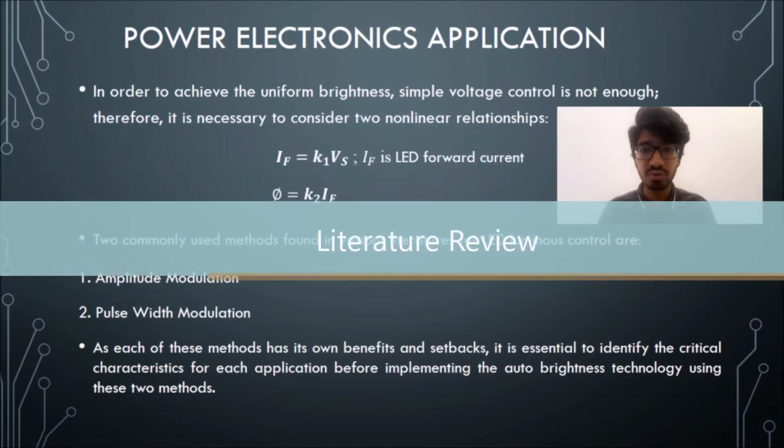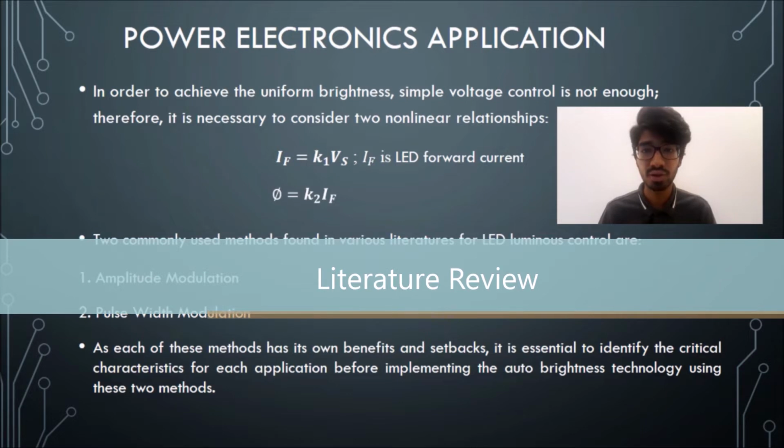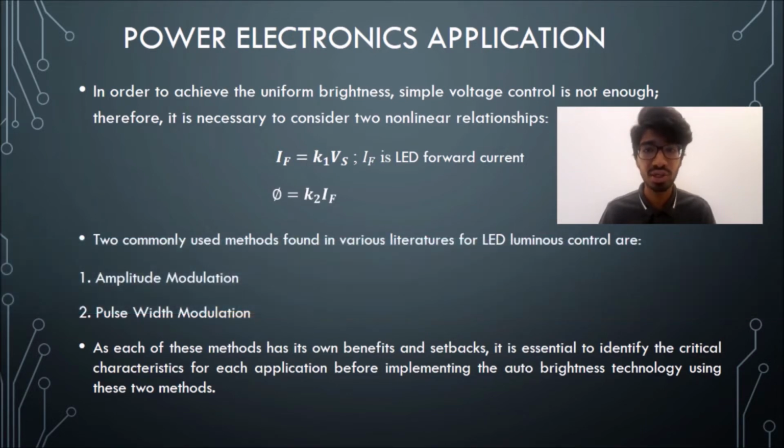In order to achieve uniform brightness, simple voltage control is not enough. Therefore, it is necessary to consider two non-linear relationships. The first one is IF, where IF, the LED forward current, equals K1 times the supply voltage Vs. The second one is the luminous flux phi, which equals K2 times the LED forward current IF. The above relationships describe the dependence between the LED supply voltage Vs and its luminous flux phi.